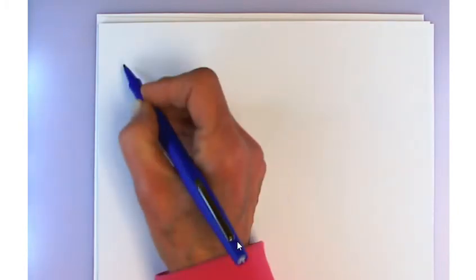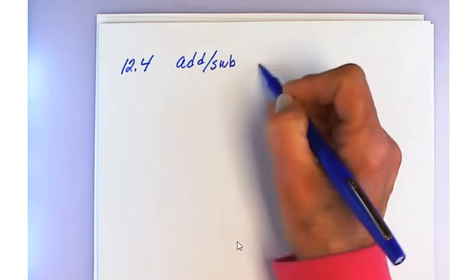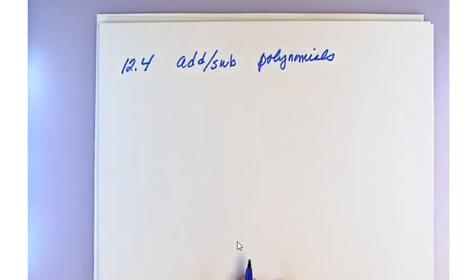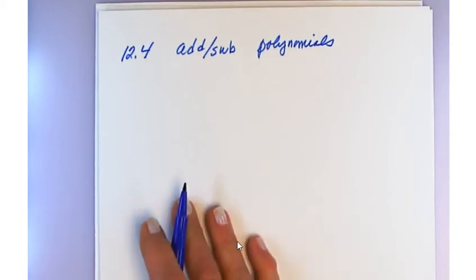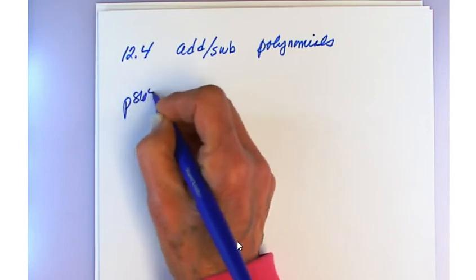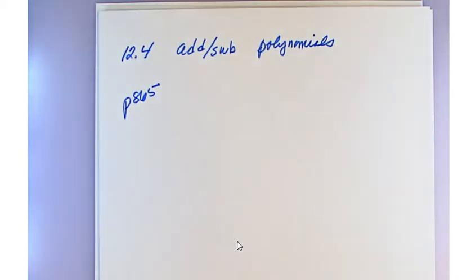So 12.4, add and subtract polynomials. Okay? So if we know how to add and subtract, and we know how to work with signed numbers, we're going to be okay here. It's not going to be that hard. And also you have to recognize like terms. So on page 865, we're discussing terms and numerical coefficients. Oh, there's a chart there that I wanted you to just kind of look at.